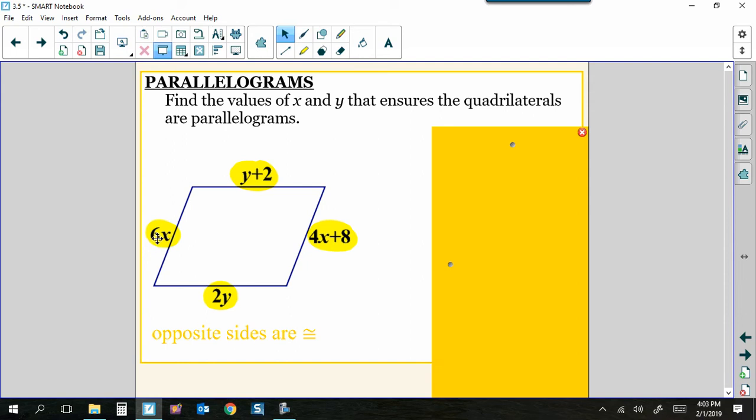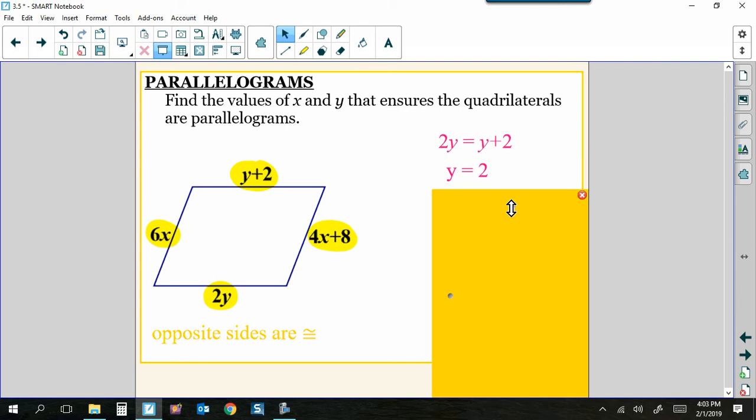So if you look here, that means that 6x is opposite the 4x plus 8, so therefore they must equal each other. Y plus 2 is opposite the 2y, so therefore they must equal each other. So that's where we're going to start. 2y is equal to y plus 2, and then you're going to use your properties of equality to go through and solve this. So the first thing you would do is subtract y from both sides, and you would end up getting that y has a value of 2.